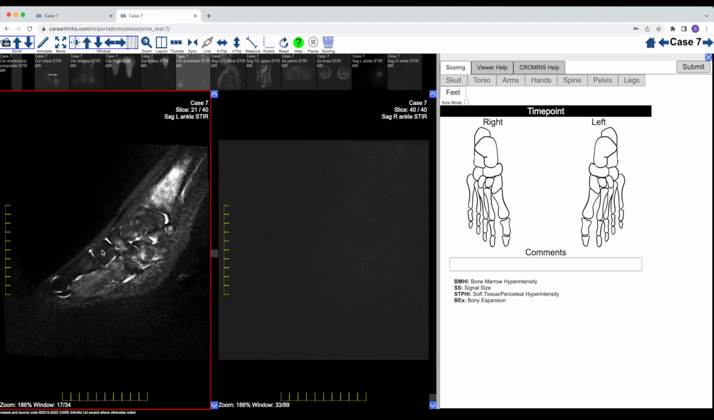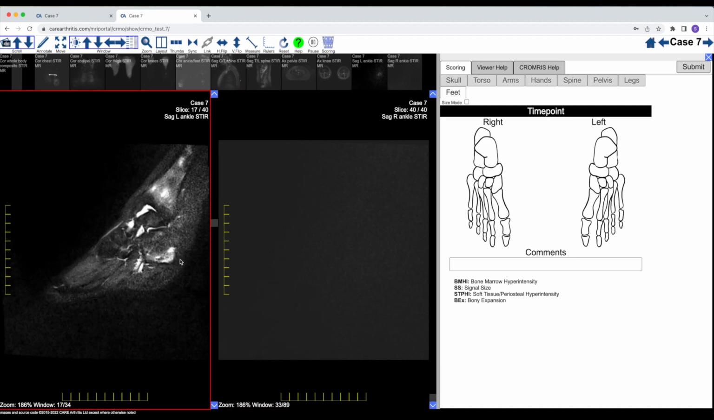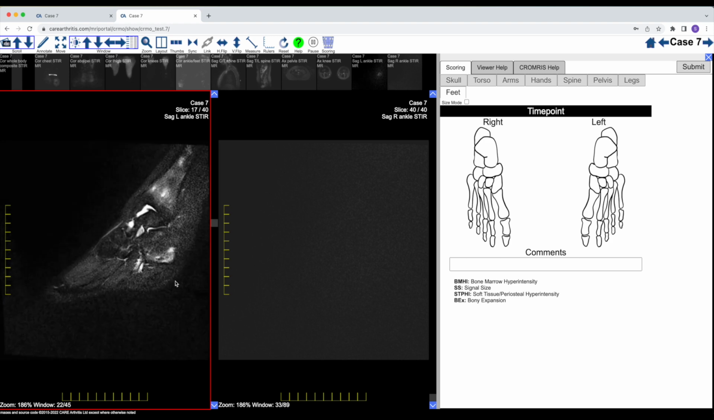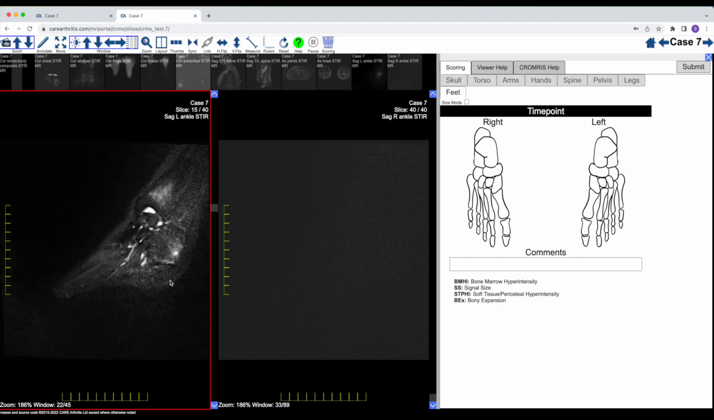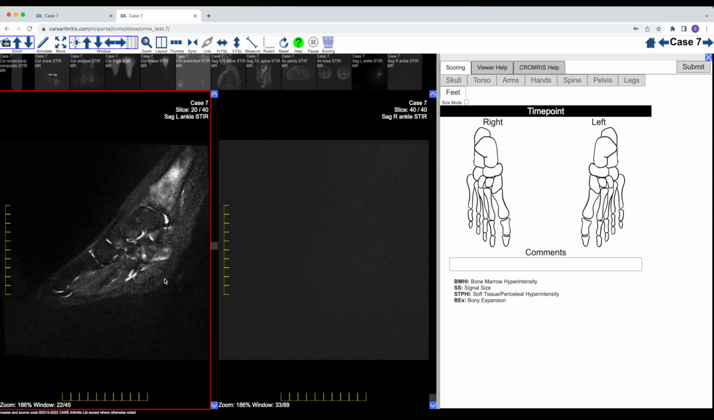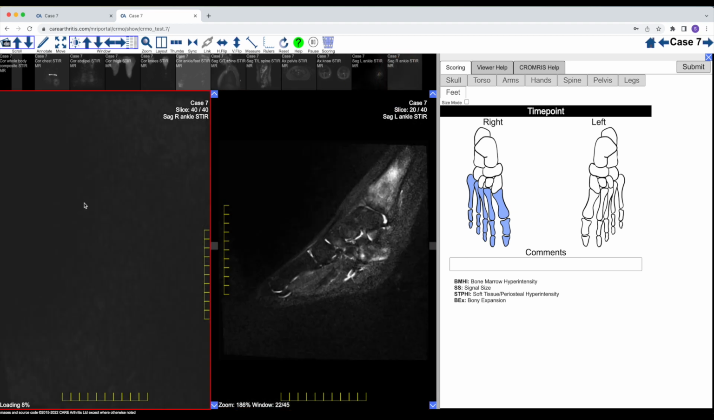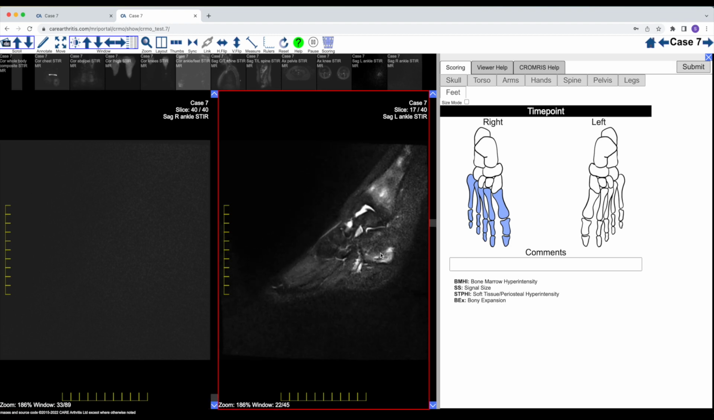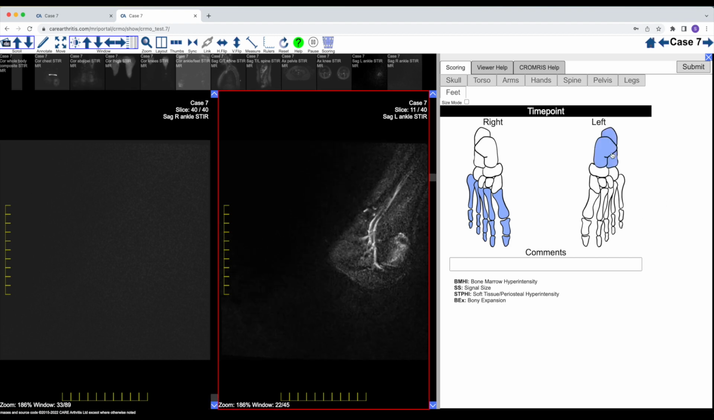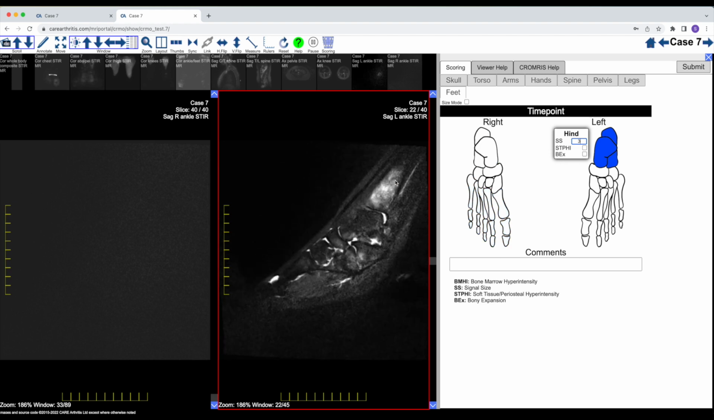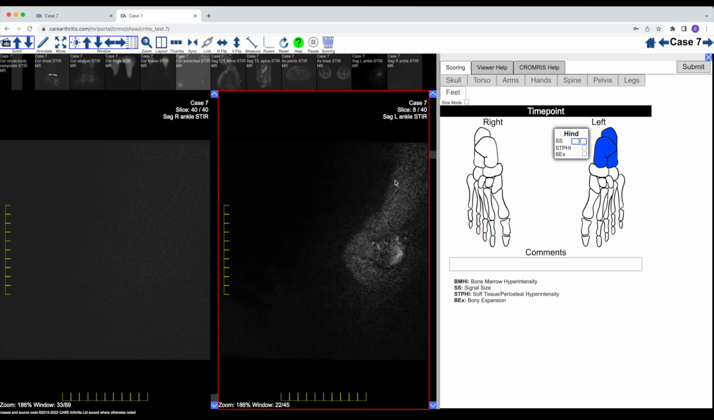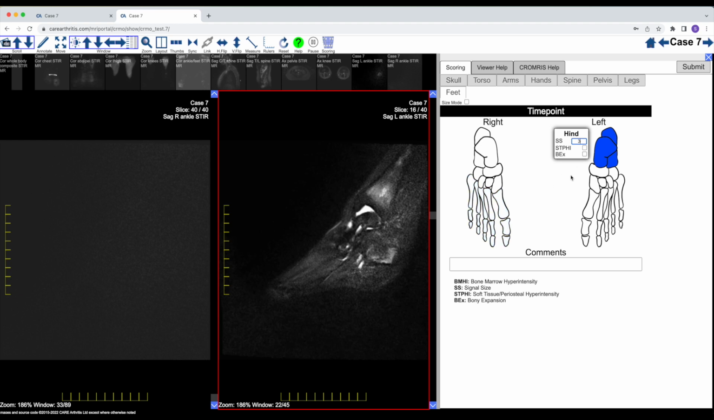On the left side, you see how there's a little bit more higher confluent signal in that hindfoot. And so I'm probably going to say that that is involved. On that left side, oh, this doesn't help when I've got these flipped around. I apologize. Let's put left to left. Okay. So on that left side, I'm going to go to the hindfoot and call that greater than 50%. And then let's see if there's any soft tissue. I'm really not seeing any bony expansion or soft tissue, so I'm going to leave that alone there.